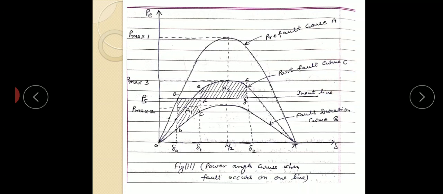So here three power angle curves. Curve A, healthy condition, pre-fault curve. Curve B, this is the fault duration curve, and this is the post-fault curve C. Here PS is the input line. Okay, so these are the maximum values P max 1, P max 2 and P max 3.